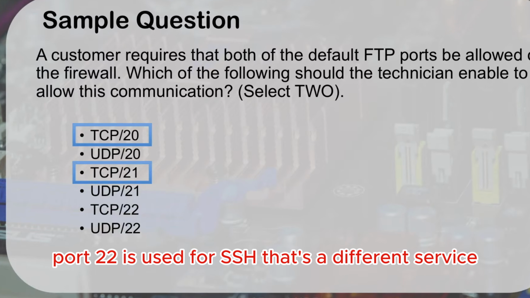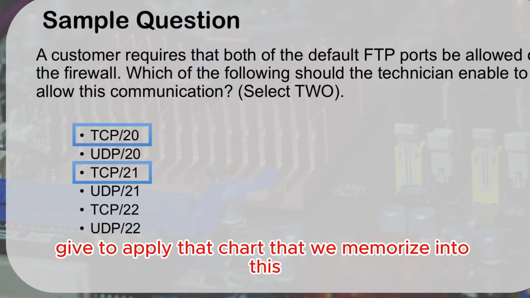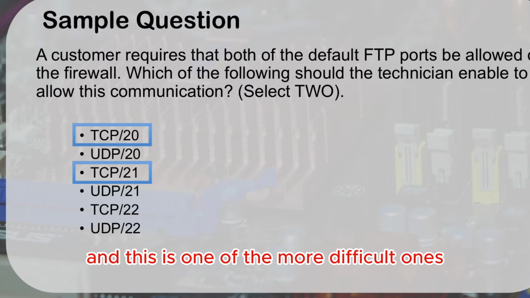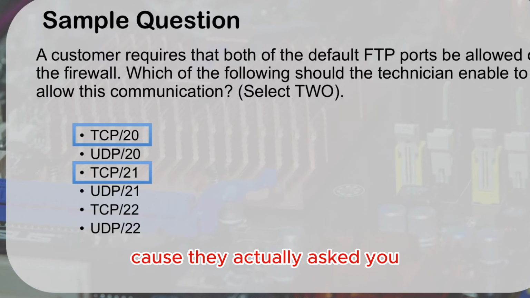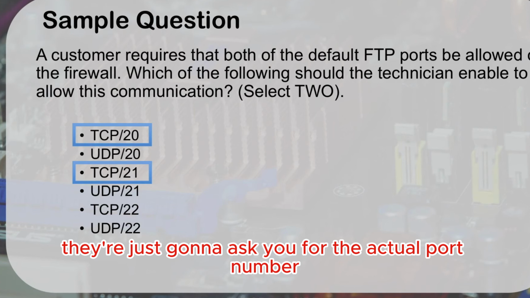Okay? Port 22 is used for SSH. It's a different service. It's not going to do file transfers for us. So it's just, again, like I said, you have to apply that chart that we memorize into this. And this is one of the more difficult ones because they actually asked you the TCP versus UDP as well. Normally, they're just going to ask you for the actual port number.